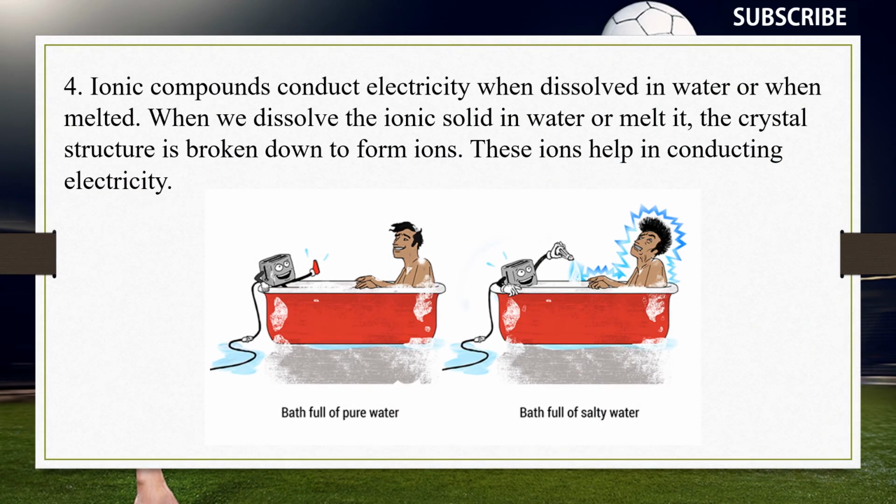Lastly, our fourth property, ionic compounds conduct electricity when dissolved in water or when melted. Whenever you dissolve an ionic solid, say sodium chloride, we shall stick to that, you'll realize that in water, the crystal will be broken down into its corresponding ions. So we have sodium ions and chloride ions in water. And it's these ions that help in conducting electricity. That's why pure water is not a very good conductor of electricity. However, when you add salt to it, it will easily conduct electricity.